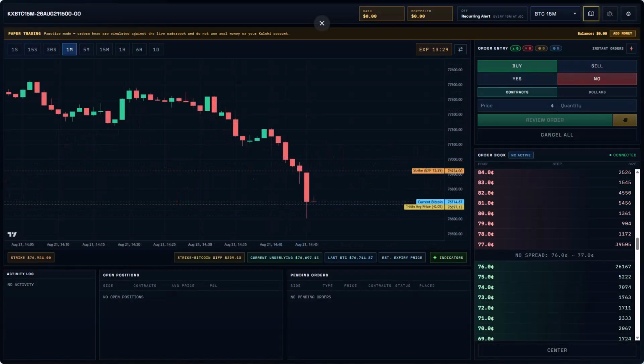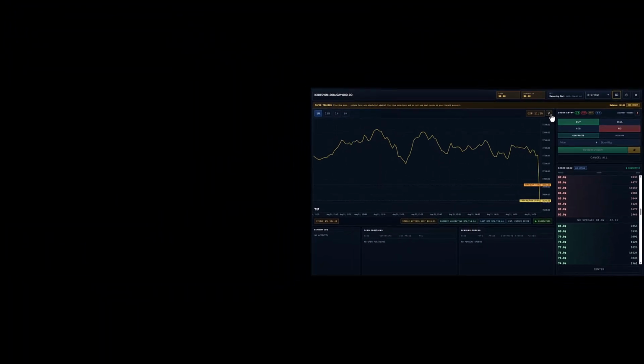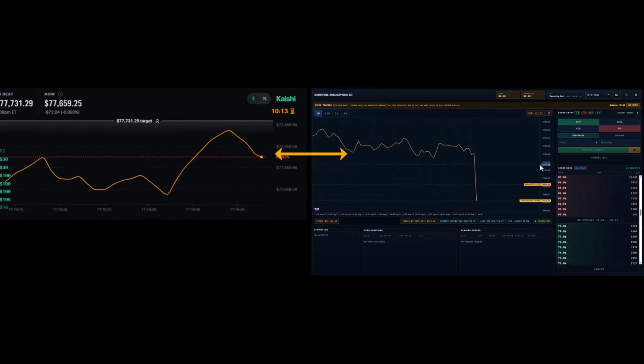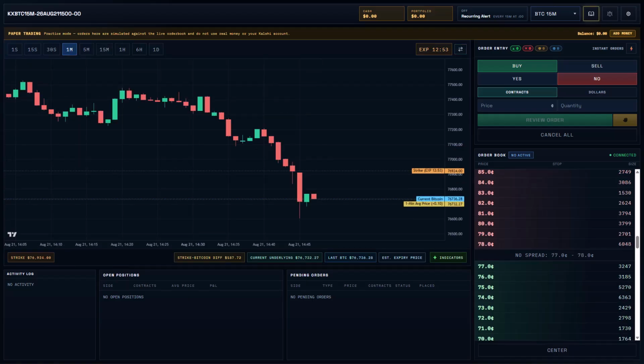Front and center is the BRTI chart. It updates every second and displays the Bitcoin pricing data Kalshi uses to determine the outcome of these markets. You can switch to a line chart using the button in the upper right corner, but once you become comfortable reading the BRTI candlestick chart, you'll likely find it much more useful. There are four main features on this chart that you should understand.